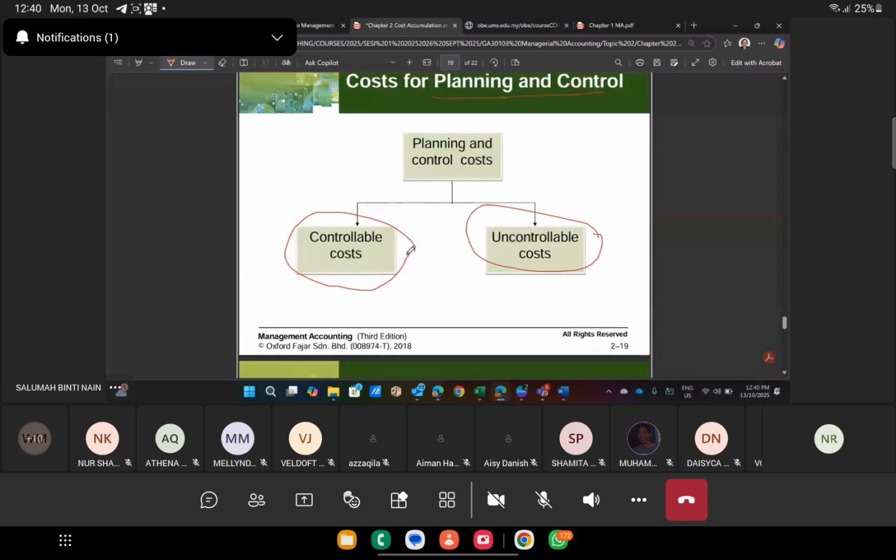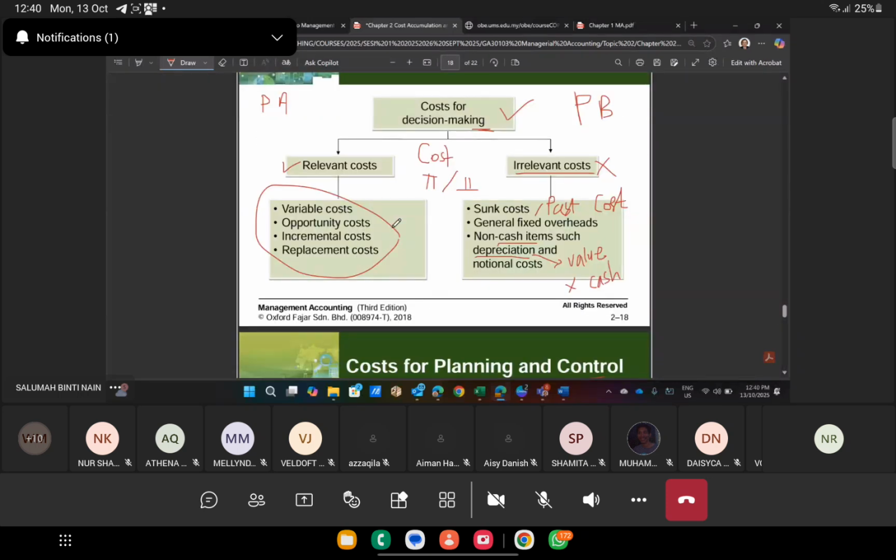So I wanted to find out the types of controllable costs and uncontrollable costs, I mean examples of controllable and uncontrollable costs. Same goes with all this.